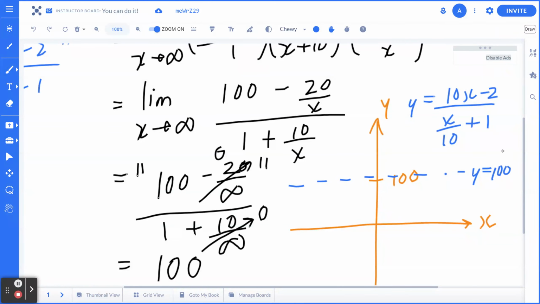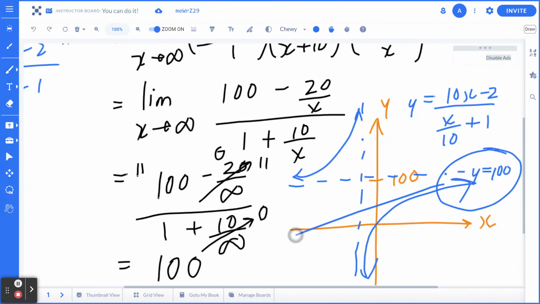So there's the horizontal asymptote. There is also a vertical asymptote. And the graph, roughly speaking, by and large, looks something like this. And if you think about the limit as x is approaching infinity, it's going to be approaching 100. And technically, it's approaching 100 from below.